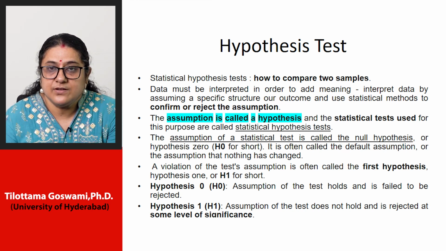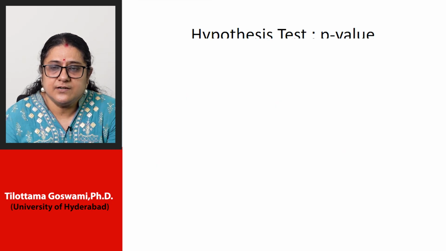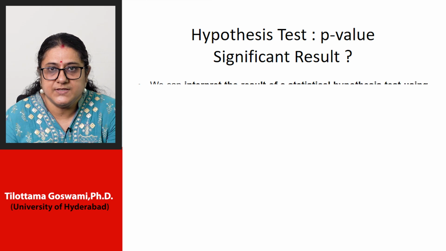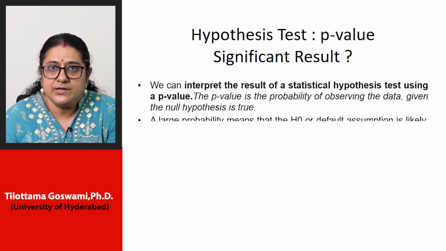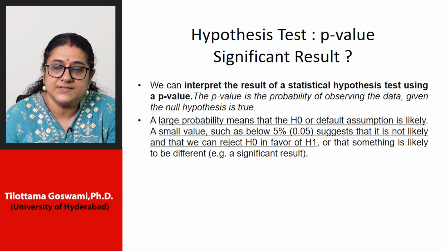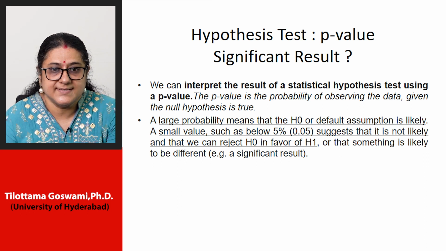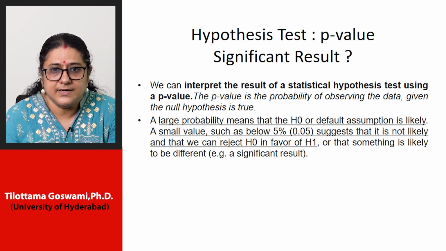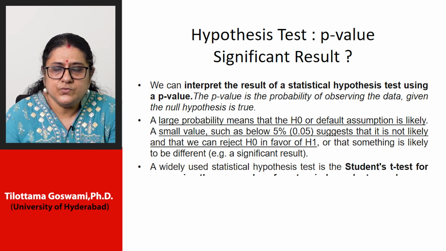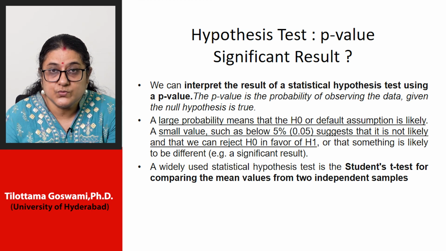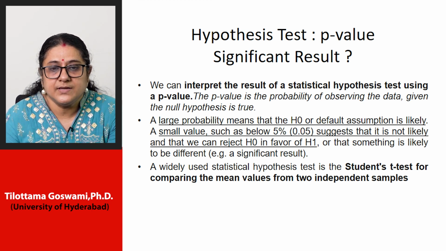So what is the level of significance? We interpret the result of a statistical hypothesis test using a p-value, which is the probability of observing the data given that the null hypothesis is true. A large probability means H0, the default assumption, is likely. A small probability value, less than 5%, suggests that we can reject H0 and favor H1.